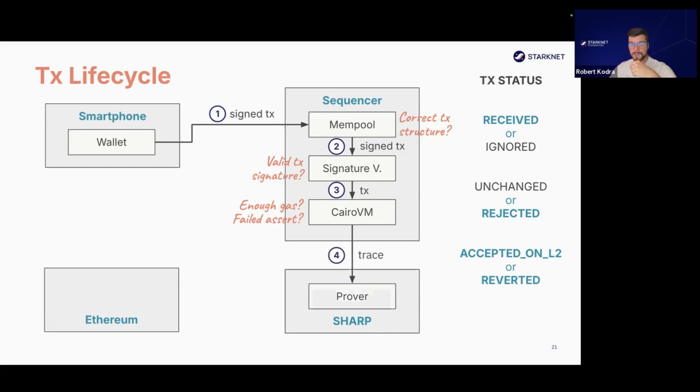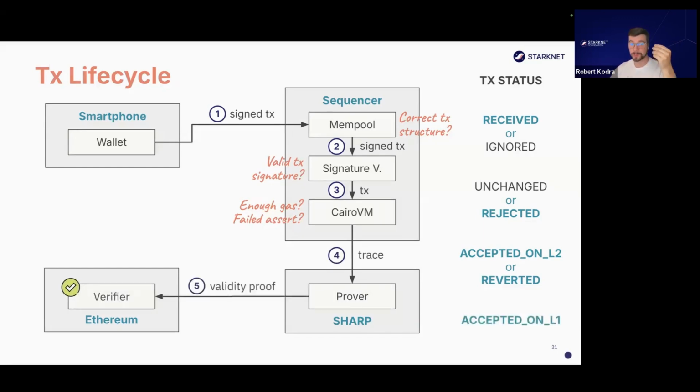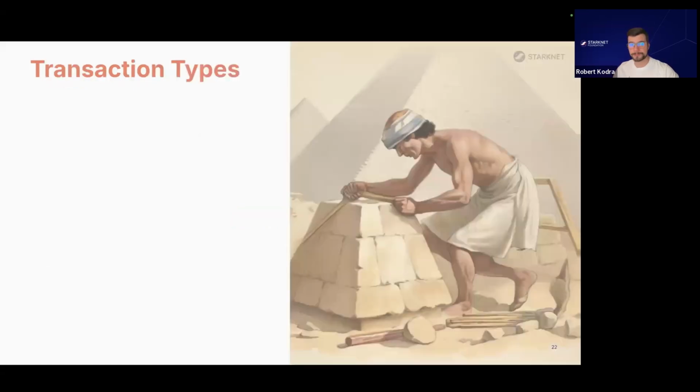The trace is sent to the prover, to Sharp. And once Sharp creates the validity proof and the verifier on Ethereum confirms that the validity proof is correct, which means that the thousands and thousands of node operators verify this validity proof, then the transaction status will be changed to accepted on layer 1. So accepted on layer 2 is the finality on layer 2, and accepted on layer 1 is the finality on layer 1. Okay.